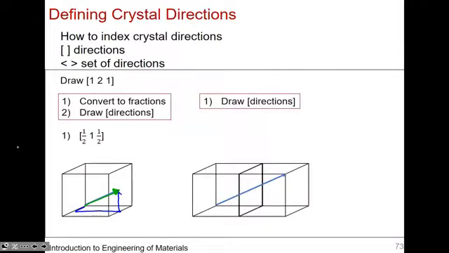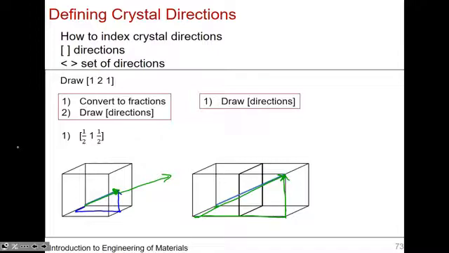The other way you could draw it is you can also choose not to convert to fractional numbers, and you just draw another unit cell, and you go 1, 2, 1. Same arrow. Now you're just across 2 units. So if you extend this, you should get the same arrow.